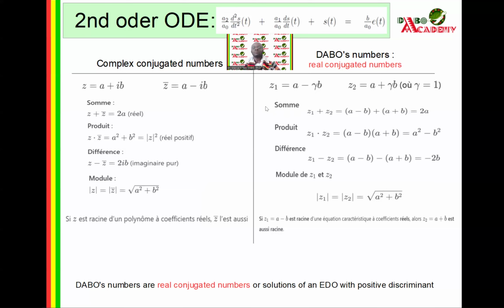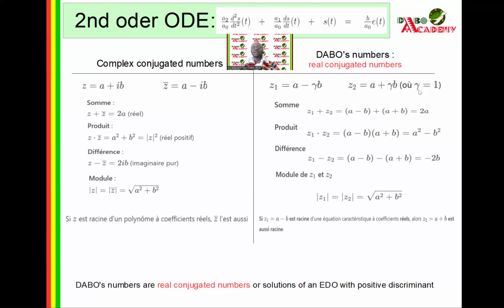If you do the sum z1 plus z2 of two real conjugated numbers, you have the same result as for complex conjugated numbers. If you take the product, you will see that there is a kind of conjugation, because here it remains square of cosinus plus square of sinus equals 1, and here it remains hyperbolic cosinus square minus hyperbolic sinus square equal to 1 also. Then here you have the difference between the two numbers. It is equal to minus 2b.